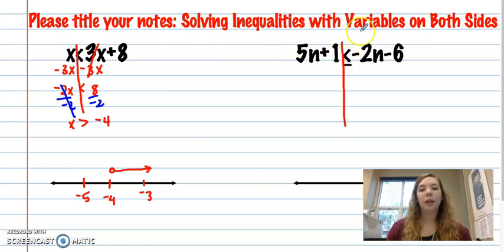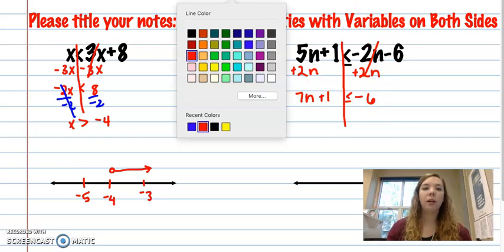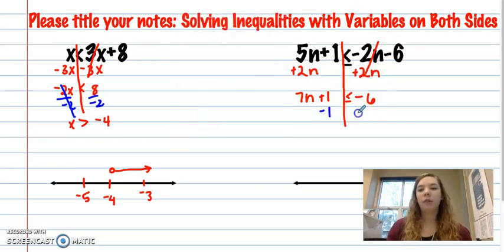It doesn't matter which one I move. You can move either. I'm going to move this minus 2n because it's smaller, but you can move either. Since it's negative 2n, I have to add 2n. That's the opposite to both sides. So this one's gone. 5n plus 2n gives us 7n. And now we have a two-step. So from here, I would subtract 1 from both sides. So 7n is less than or equal to negative 7.